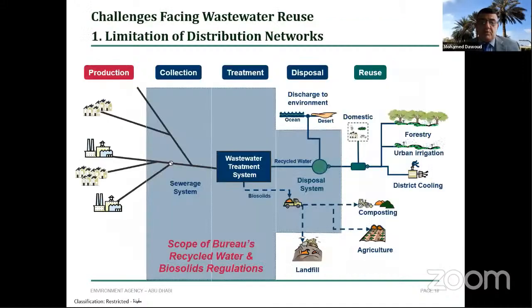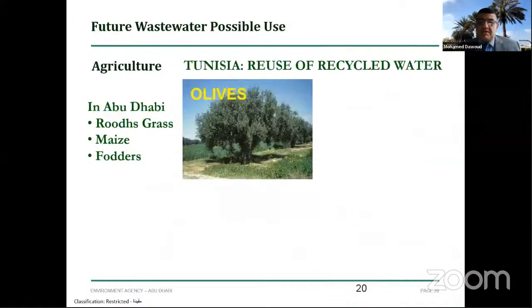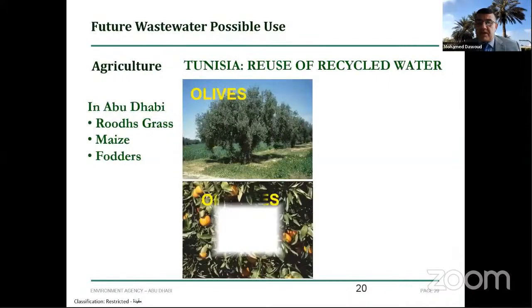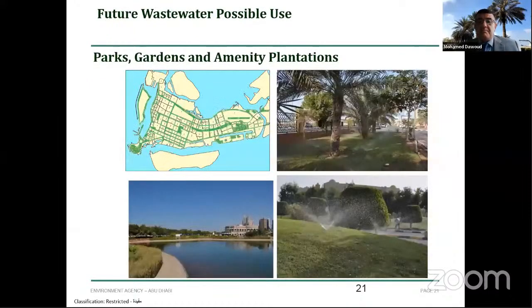So we started to put a plan to utilize this water. This is a schematic diagram of the production, the collection, and then the treatment, and then the disposal to the environment. And if it is not disposed, some of it is utilized at present. The present utilization in Abu Dhabi Emirate is for agriculture, for some crops, especially fodder crops, and also some olive trees, peaches, and some oranges.